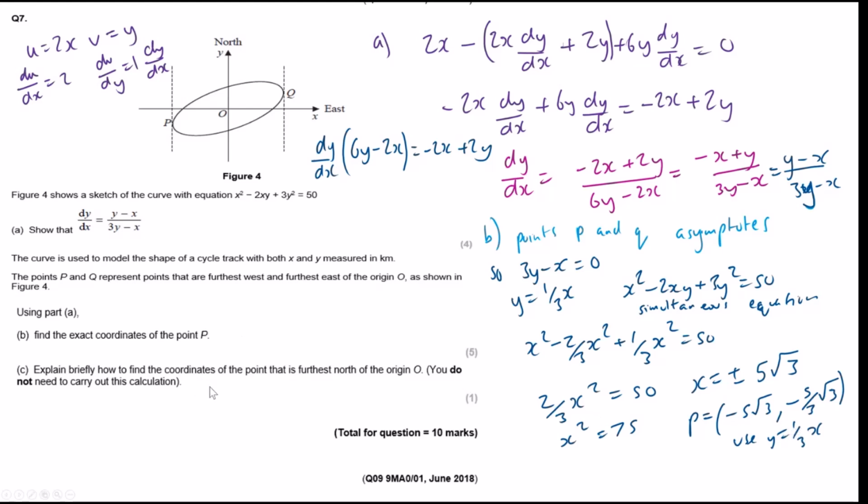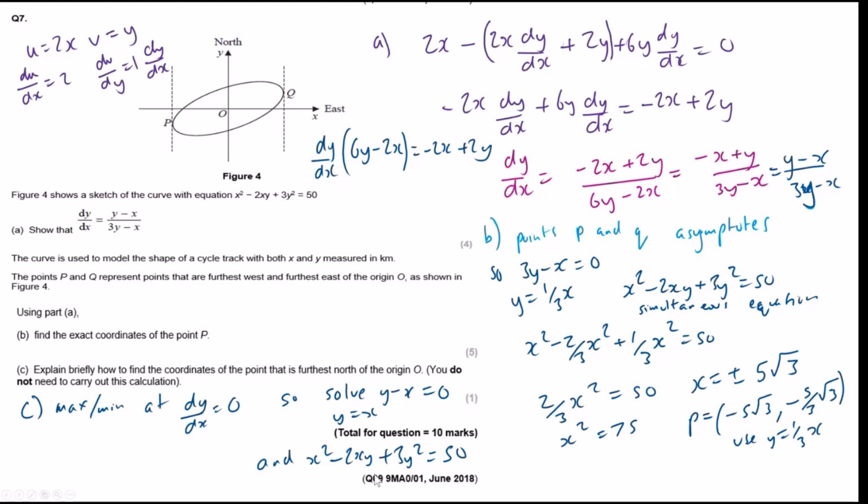Now part C is just briefly explain, and this is actually the last question we finish on. This is when we use what Latif said. We set the gradient to 0, because that normally gives us a maximum or minimum point, right? So you just need to explain set dy/dx to 0. You don't need to do the whole working out, but just say solve y minus x equals 0 when you set that to 0. So set y equals x, and then substitute in here, but you don't need to do the working out. You just need to write that, and that is your one and final mark.